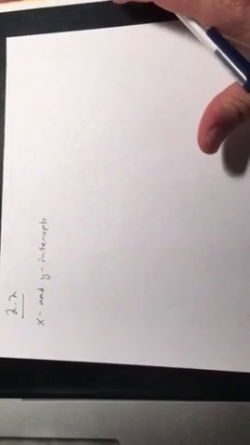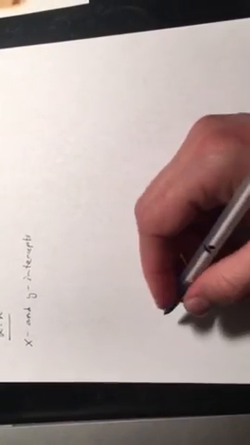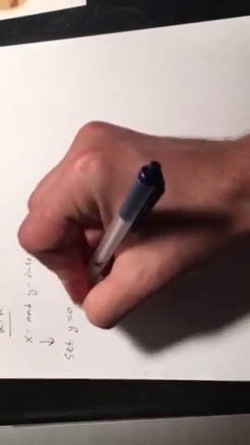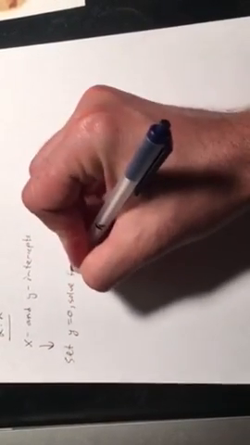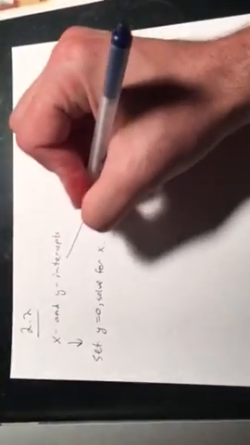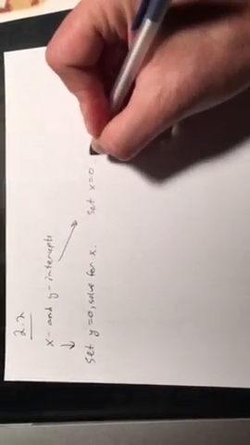Hello, welcome to 2.2. One of the most important concepts we will cover in our entire course comes from section 2.2, and that deals with x and y intercepts. To find x-intercepts, we have to set y equal to 0 and solve for x. For y-intercepts, we set x equal to 0 and solve for y.